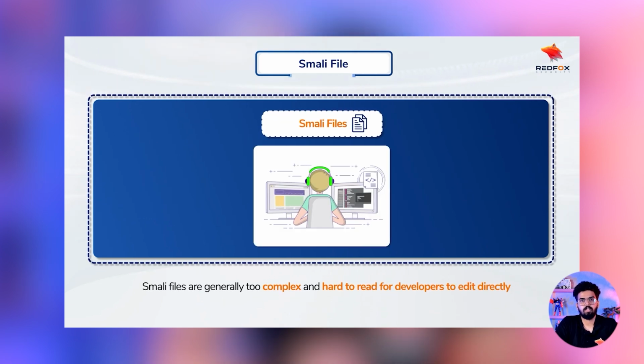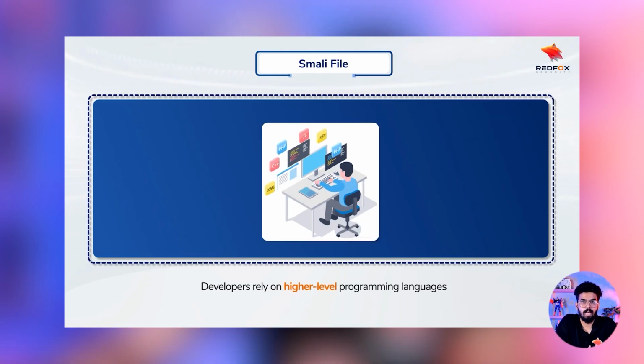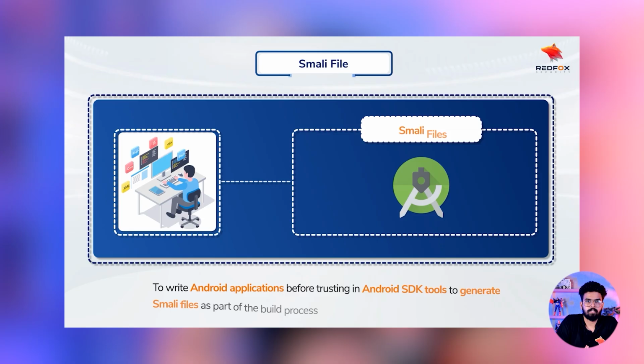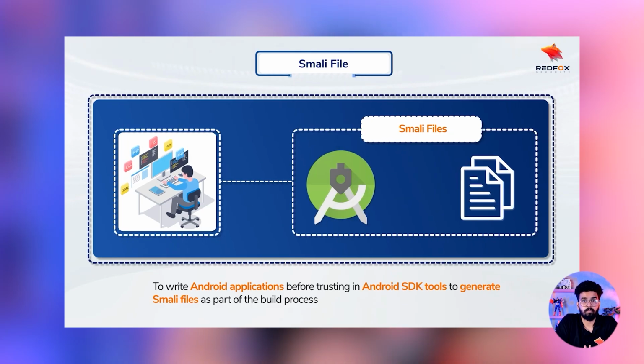Small files are generally too complex and hard to read for developers to edit directly. Developers rely on higher-level programming languages such as Java or Kotlin to write Android applications before trusting Android SDK tools to generate small files as a part of the build process.